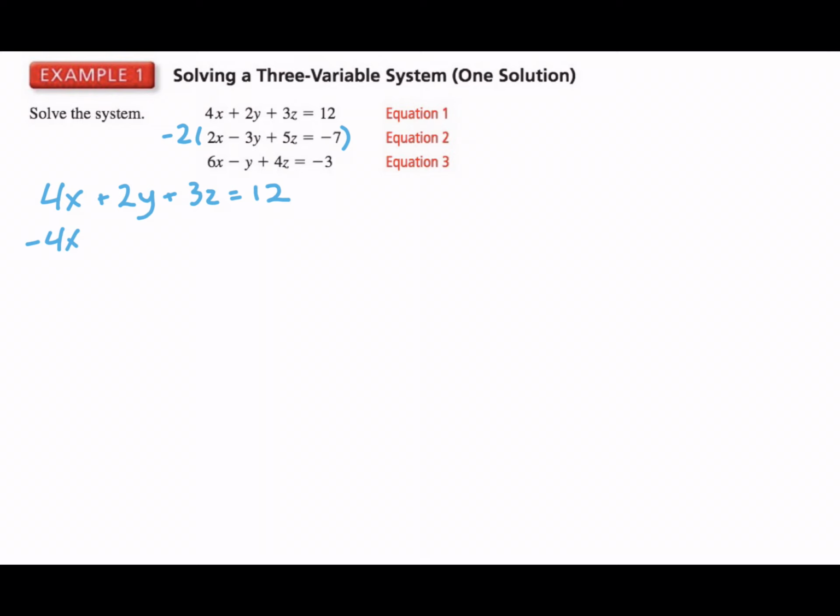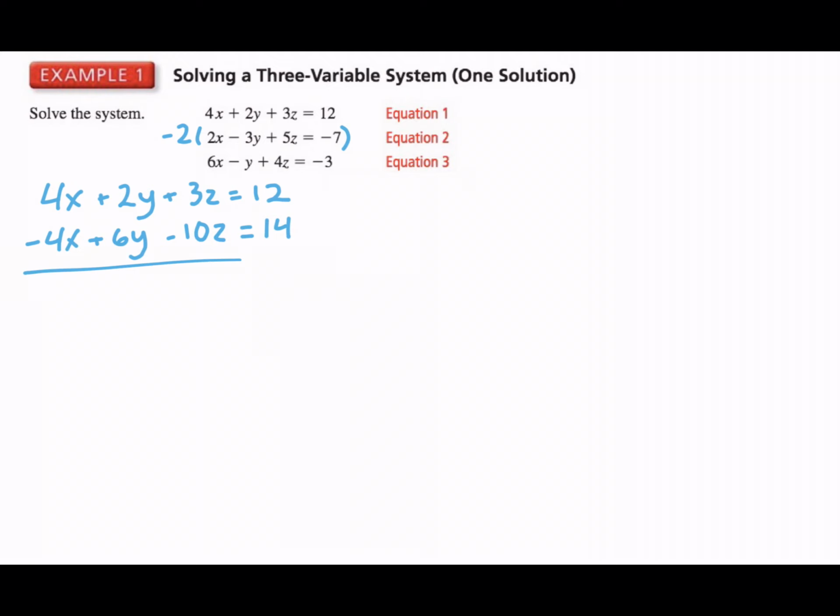So I'm looking at my second equation and I'm multiplying everything by -2. So the first thing I did is I did -2 times 2x, which gave me -4x. Now I'm doing -2 times -3y, which gives me plus 6y. And then -2 times 5z, which gives me -10z, which equals -2 times -7, which is positive 14. So I rewrote my second equation.